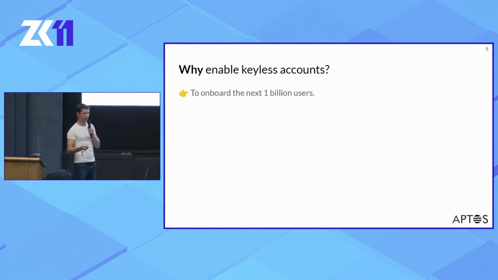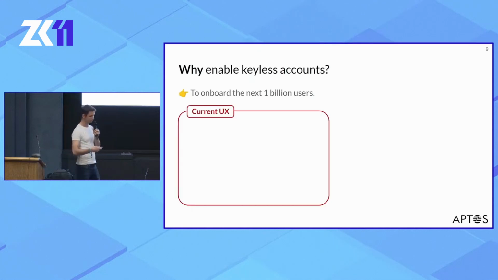So why do this? Why enable keyless account? The short answer is we want to onboard the next 1 billion users. We don't think this is going to happen if every time a user enters a space, they have to write down 24 words and put them somewhere safely and lose them and then never engage with the space again. So if we're going to get people in the space, we need to find a way for them to join the space very easily.